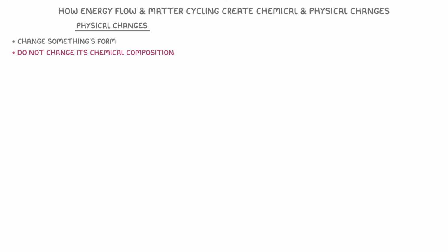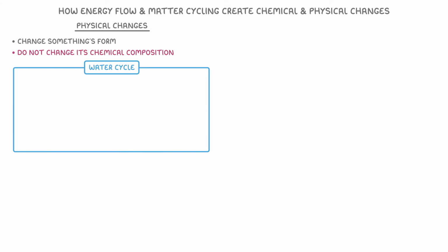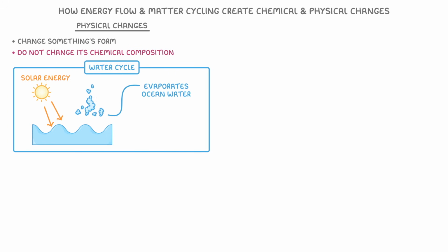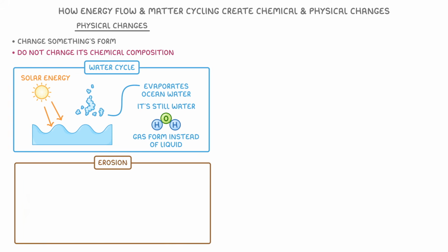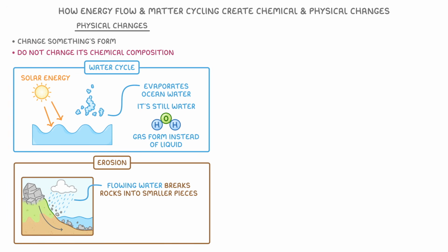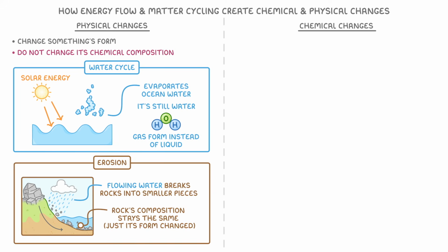Finally, let's see how energy flow and matter cycling create chemical and physical changes. If we start with physical changes, these change something's form, but importantly, do not change its chemical composition. For example, in the water cycle, when solar energy evaporates ocean water, it's still water, so molecules of H2O, but just in gas form instead of a liquid. Similarly, during erosion, when flowing water breaks rocks into smaller pieces, the rock's composition stays the same, it's just its form that's changed. Chemical changes, by comparison, create new substances with different properties.